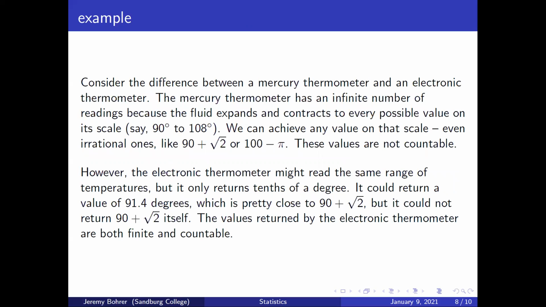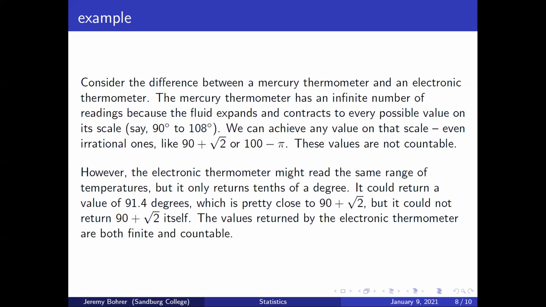Consider the difference between a mercury thermometer and an electronic thermometer. The mercury thermometer has an infinite number of readings because the fluid expands and contracts to every possible value on its scale, say 90 degrees to 108 degrees. We can achieve any value on that scale, even irrational ones like 90 plus the square root of 2 or 100 minus pi. These values are not countable.